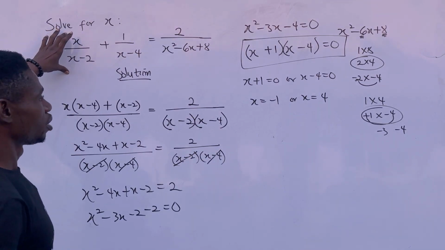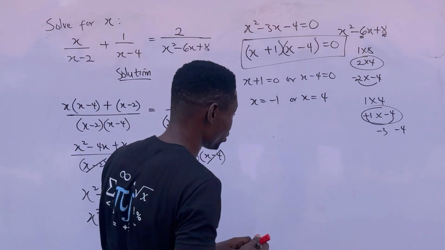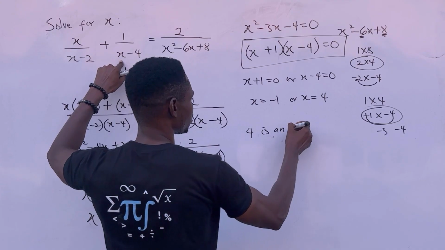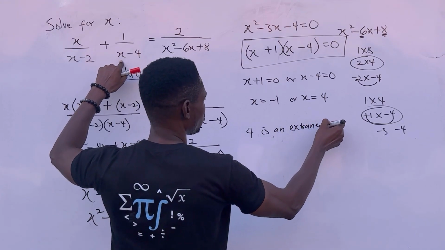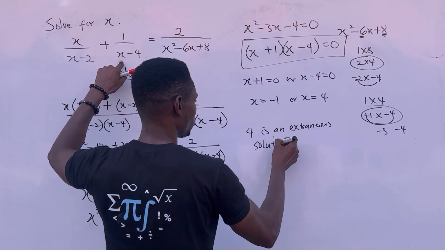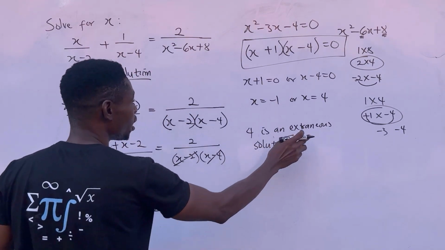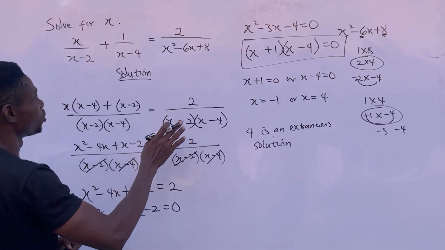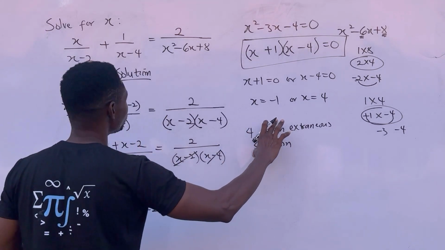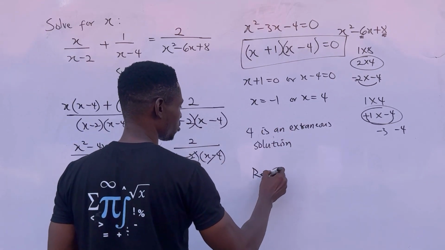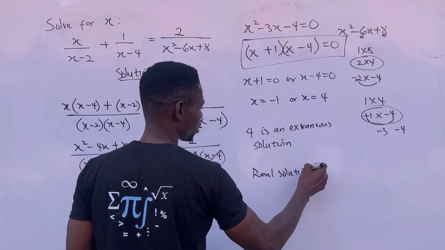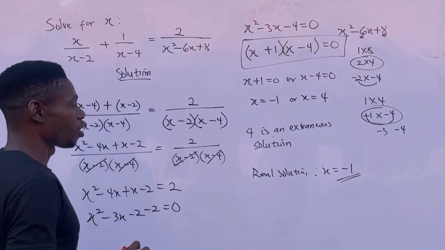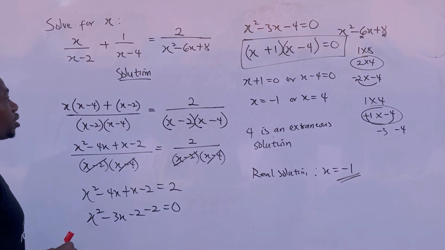Hold on. Okay, this 4 is an extraneous answer. 4 is an extraneous solution. Reason being that if we bring our 4 into this, we'll have 1 over 0, which is not accepted. So 4 is an extraneous solution. Our real solution is x equal to minus 1. So our only real solution there is minus 1.